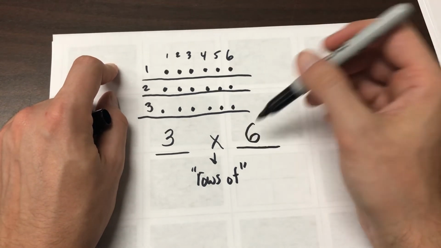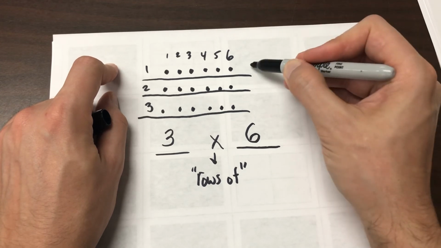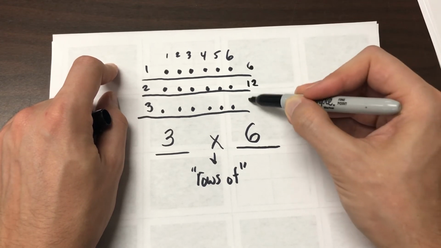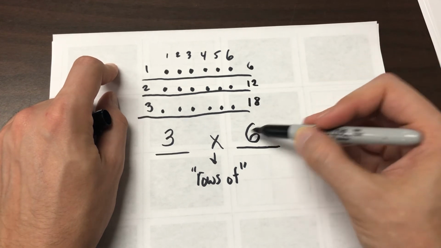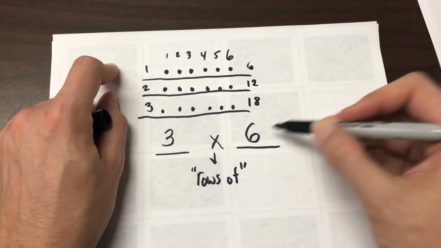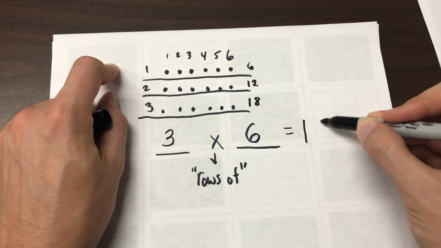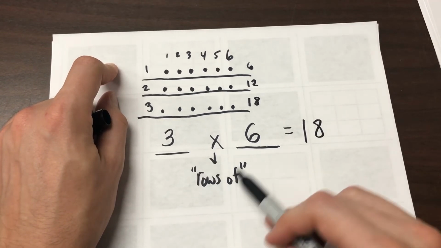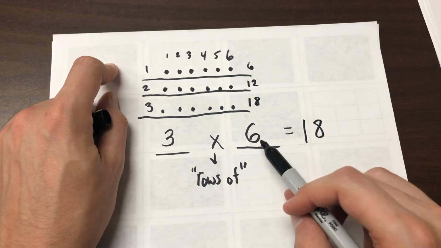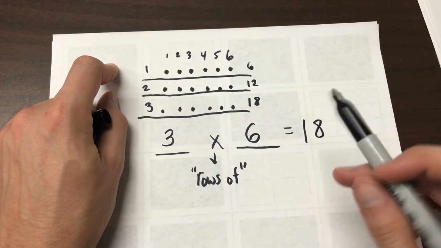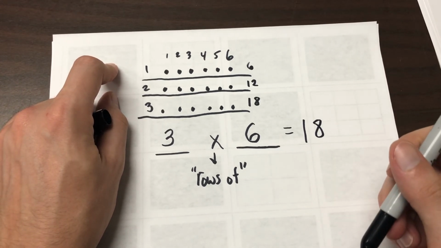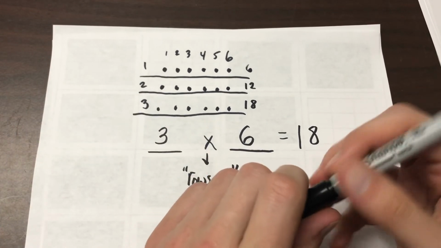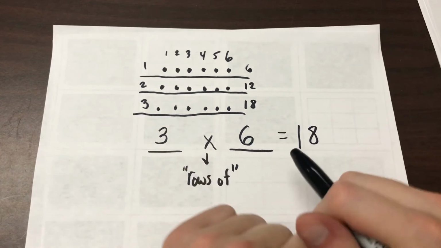Let's count by 6s since we've got 6 in each group. 6, 12, 18. The product of 3 rows of 6 is the same as 18 dots altogether. When I make 3 rows of 6 dots in each row, I get 18 total dots. All right. So that's basically our lesson in a nutshell.